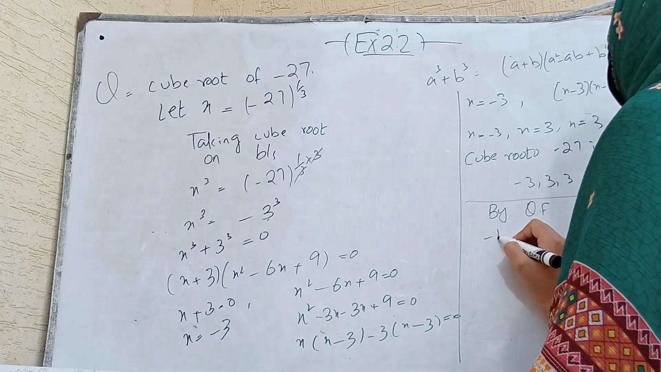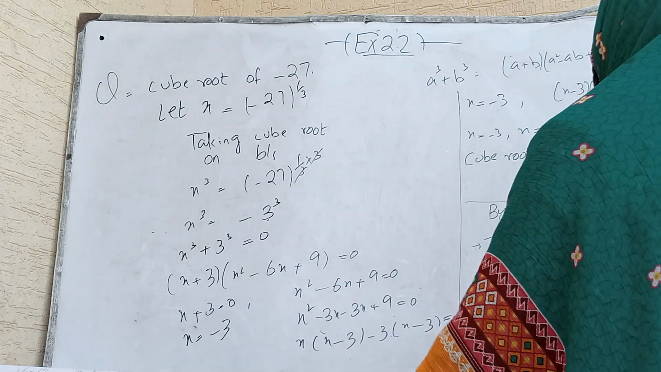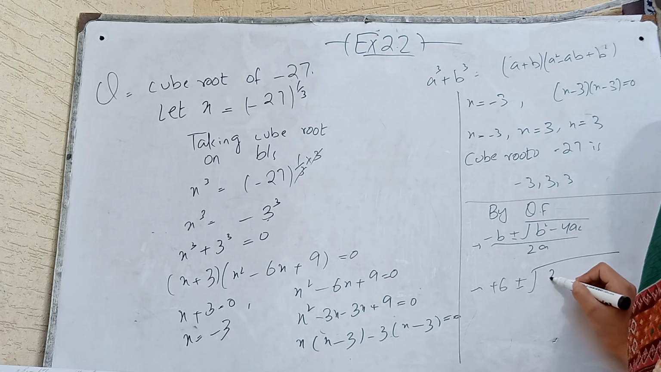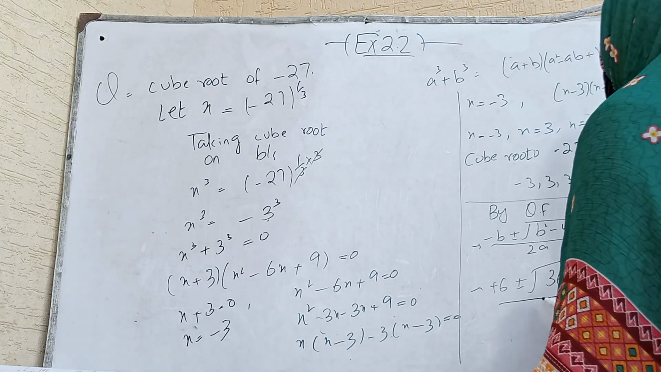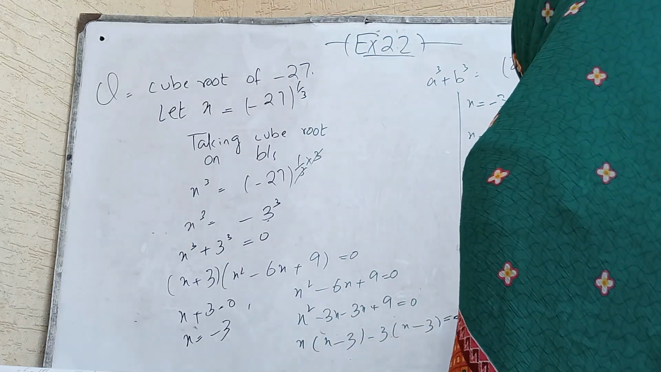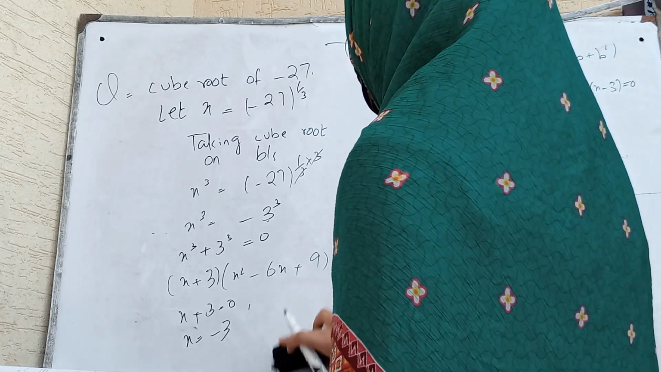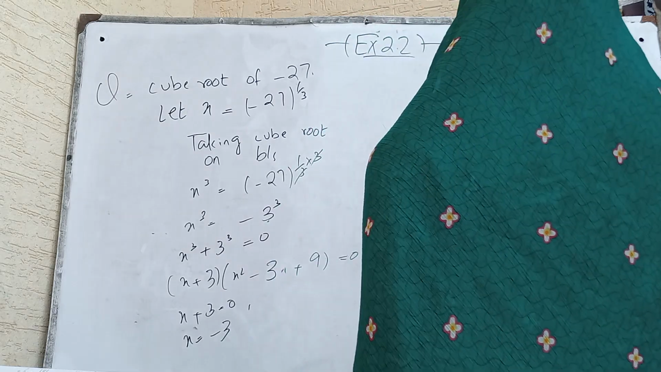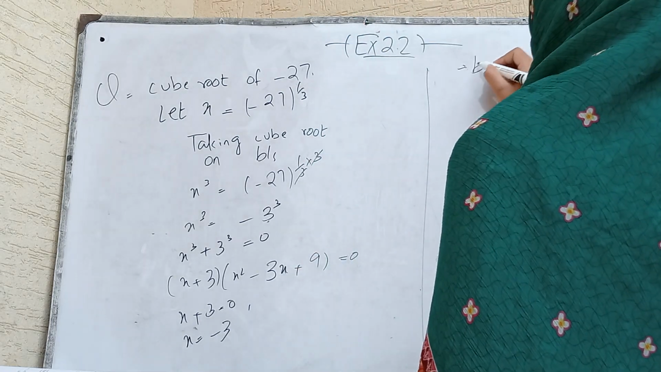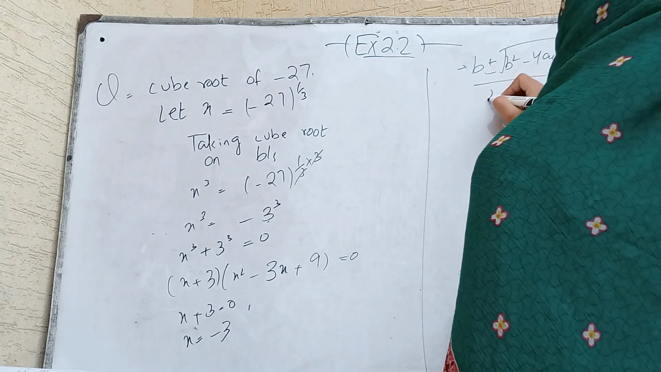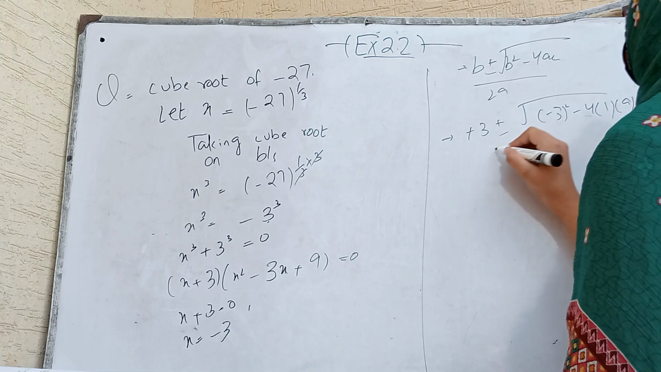So minus b plus minus square root of b square minus 4ac, divided by 2a, which is plus 6 plus minus 36 minus 4. By the quadratic formula, we have minus b plus minus square root of b square minus 4ac divided by 2a. So plus 3 plus minus square root of minus 3 whole square minus 4 times 1 times 9, divided by 2 times 1.